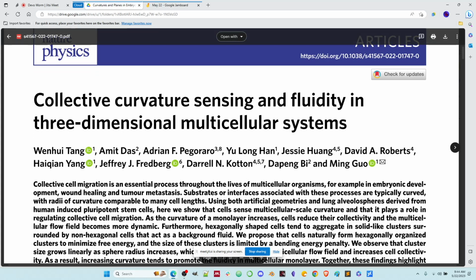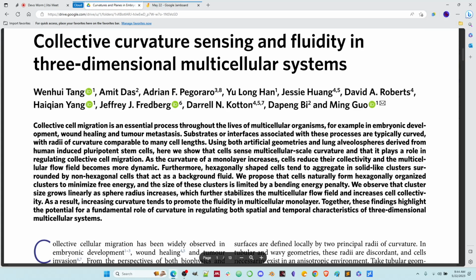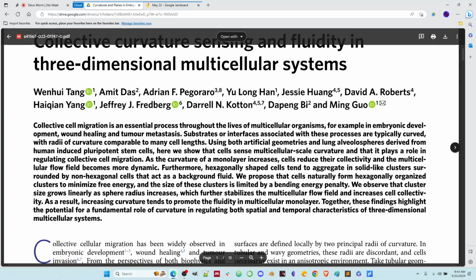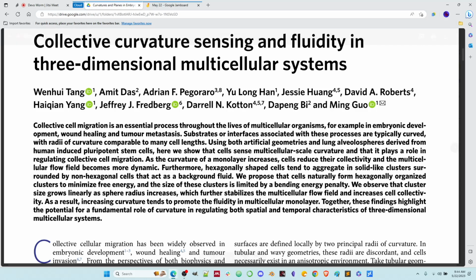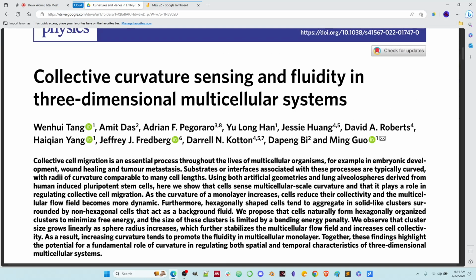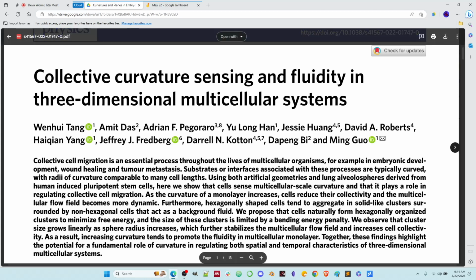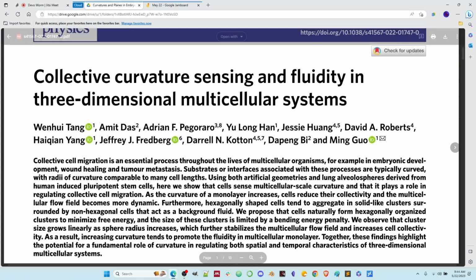And so this is what I was reading from here, the abstract. It requires this sort of curved interface or substrate with the radii of curvature comparable to many cell lengths. So this is where it's multiple cells migrating on a surface that's curved, and they're all on the surface at different locations. So the radius is pretty large compared to a single cell.